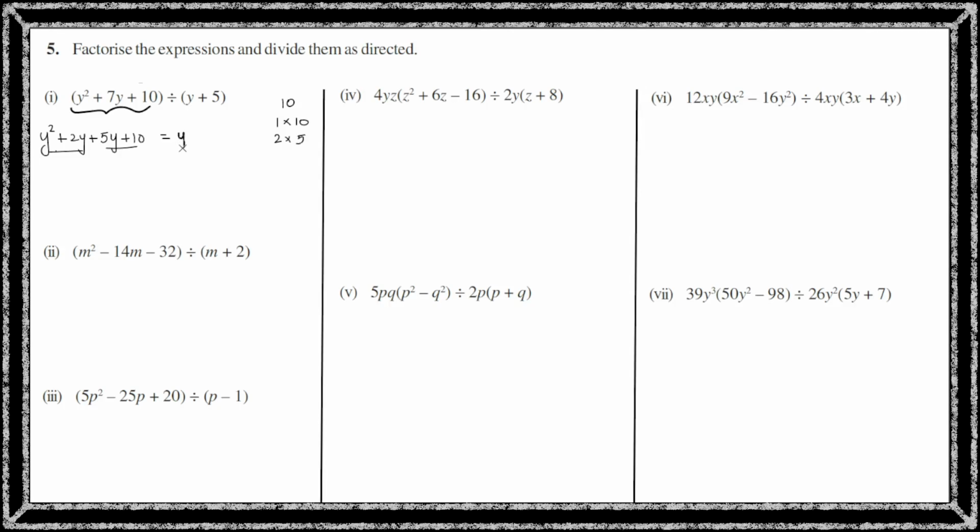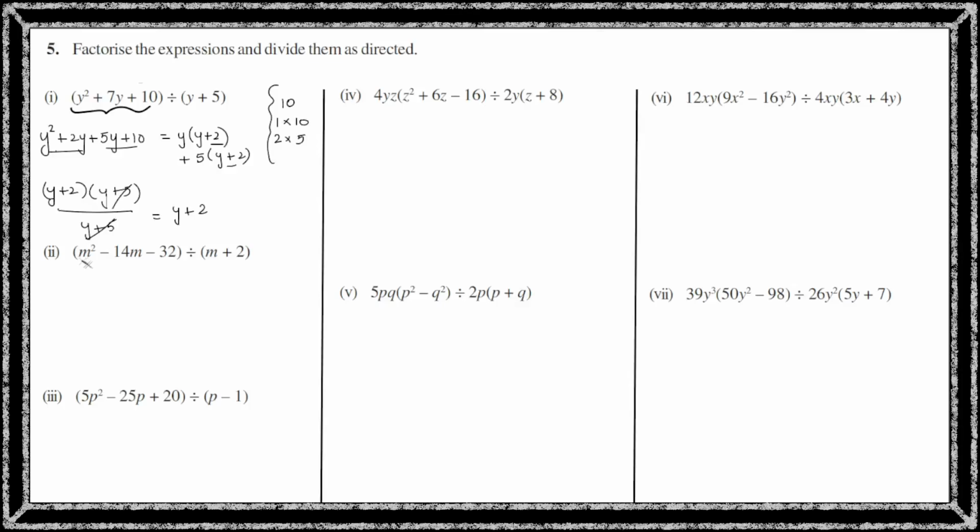So I have y into y plus 2 plus 5 into y plus 2. Now you can see that y plus 2 is common. Therefore, the factorization is nothing but y plus 2 into y plus 5. Now this divided by y plus 5. I can cancel y plus 5 and write the answer as y plus 2. That is how you have to solve it.